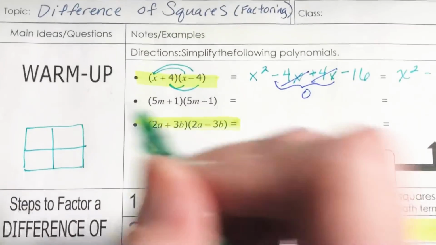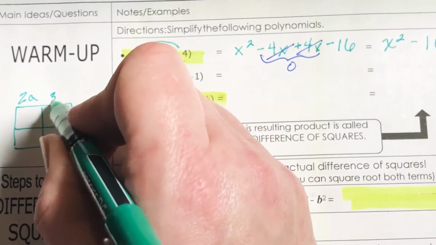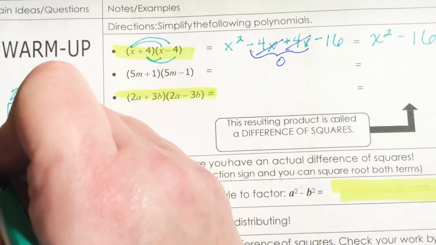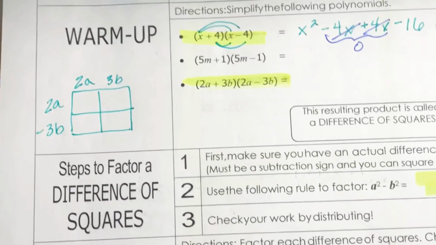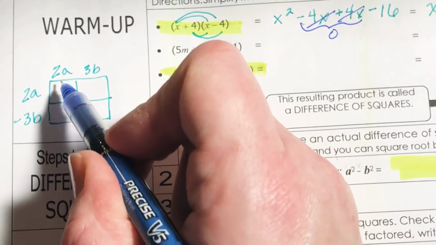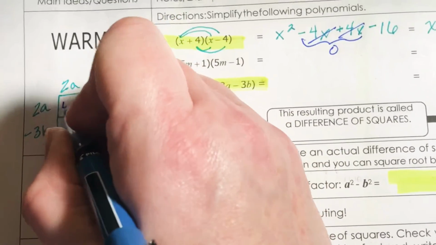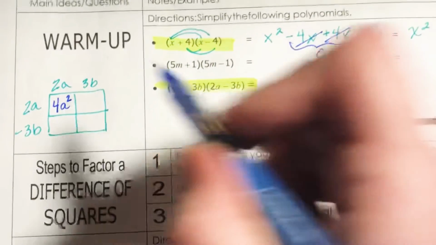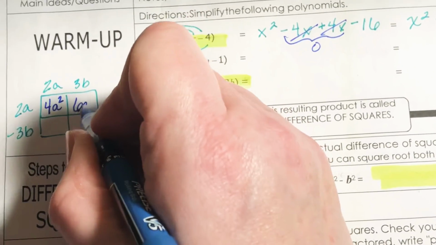Okay, I've got 2a plus 3b, and then 2a minus 3b. And what we're going to do is we're just going to multiply within the boxes whatever is above it and whatever's to the left of it. 2 times 2 is 4. A times a is a squared. Then over here, 2 times 3 is 6. A times b is just ab.